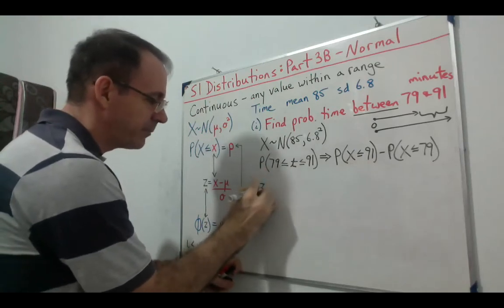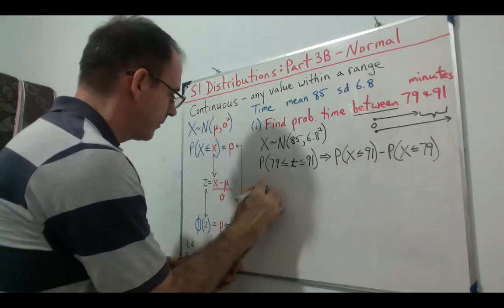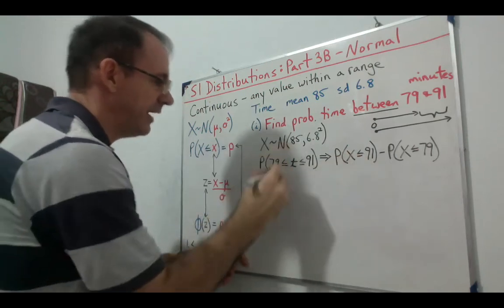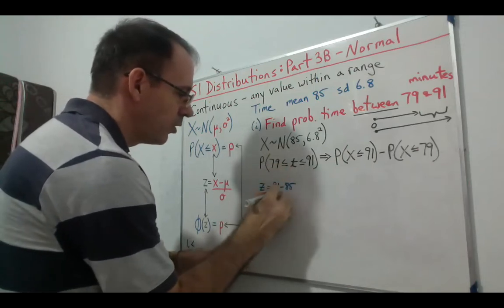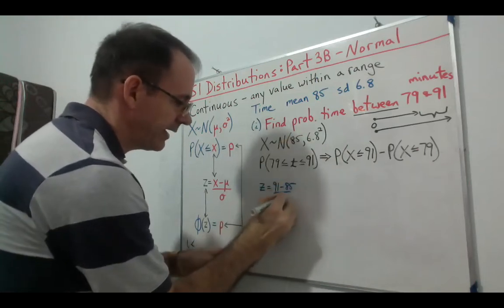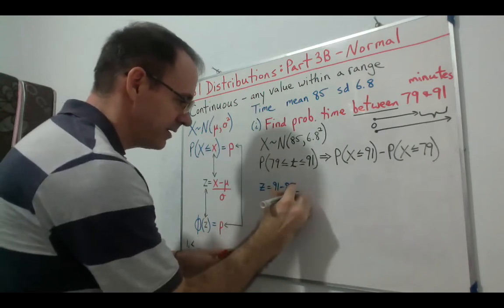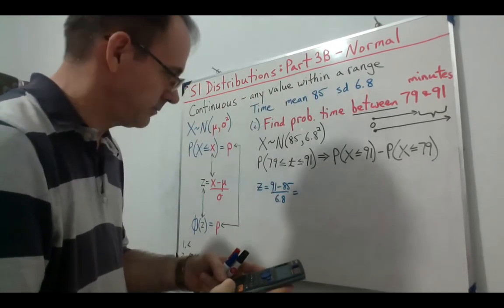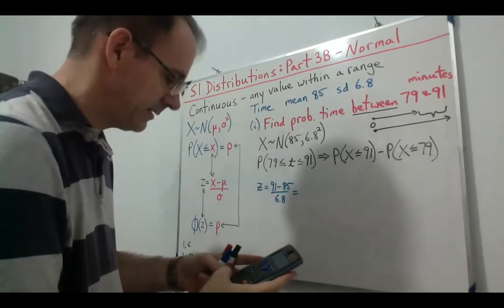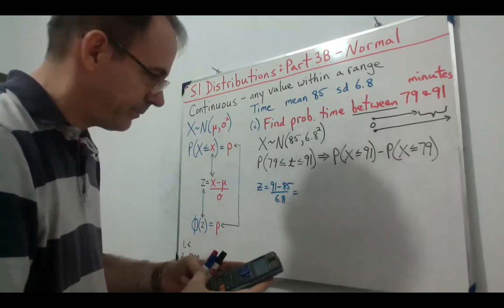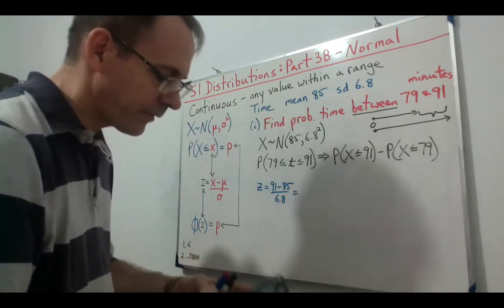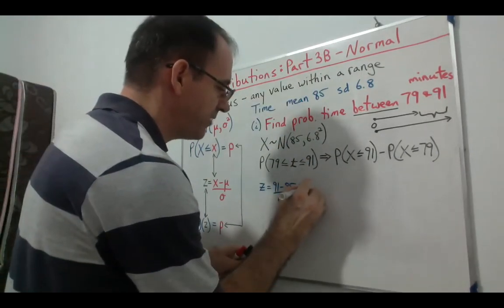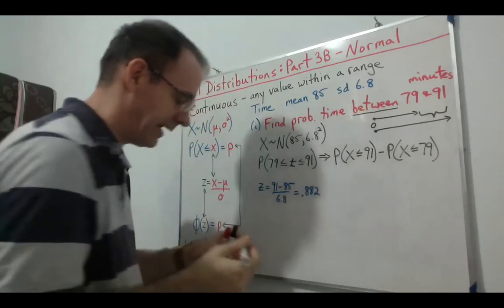So we need a z number. We have to standardize it. z equals 91 minus the mean, which is 85, over the standard deviation, which is 6.8, and we need to calculate this. So let's go ahead and do that real quick. 91 minus 85 divided by 6.8 is 0.882. Remember, you need 3 decimal points. So 0.882.